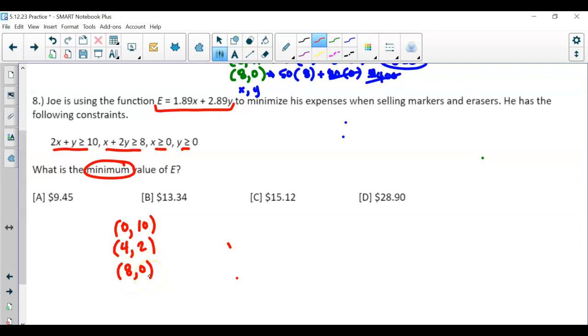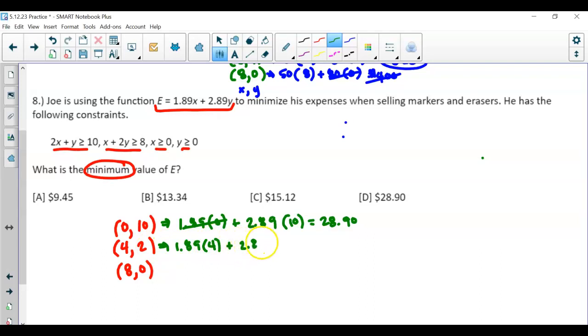Now again, same thing, right? We're going to use that function to figure out which is the minimum value. So again, $1.89 times X, which is 0, so that goes away, plus $2.89 times Y, which is 10. So this gives you $28.90. Now here we have 1.89 times X, which is 4, plus 2.89 times Y, which is 2.